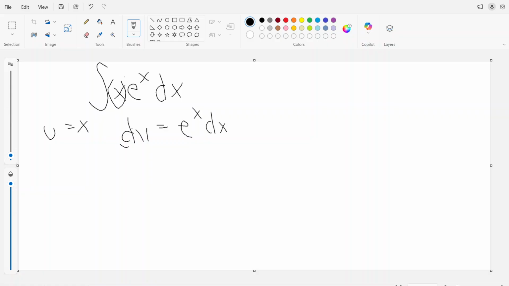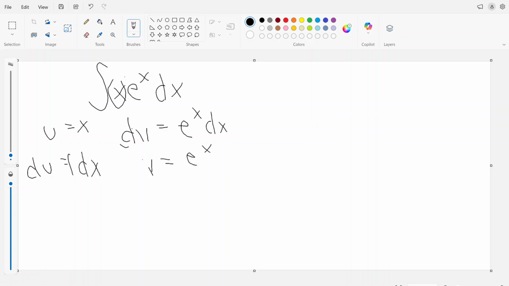So now step 2 is we define du and v. So we differentiate the u part to find du. So that's just dx. There's an invisible 1 in the front that we can ignore. And then we integrate the dv part. So the integral of e to the x, as we've done a million times, is just e to the x.